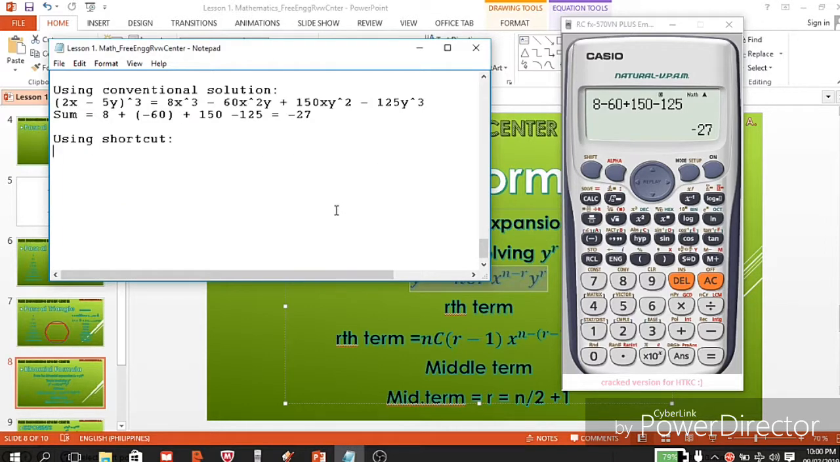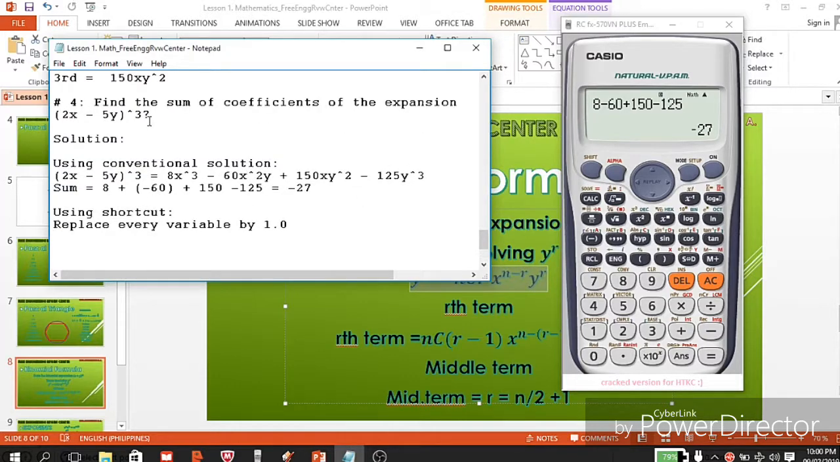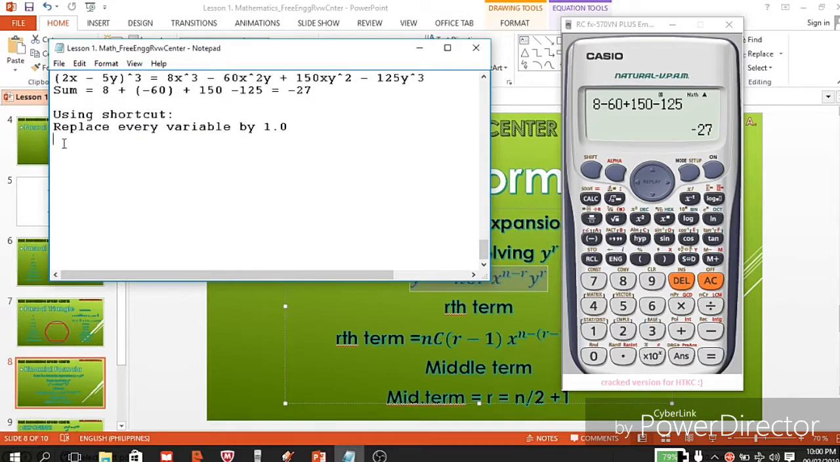So the shortcut is to just replace every variable by 1. For instance, if we have here the expansion, you just need to change x and y to be all equal to 1. So this could be equal to 2 times 1 minus 5 times 1, or 2 minus 5 raised to the power of 3, and that is equal to negative 3 raised to the power of 3.